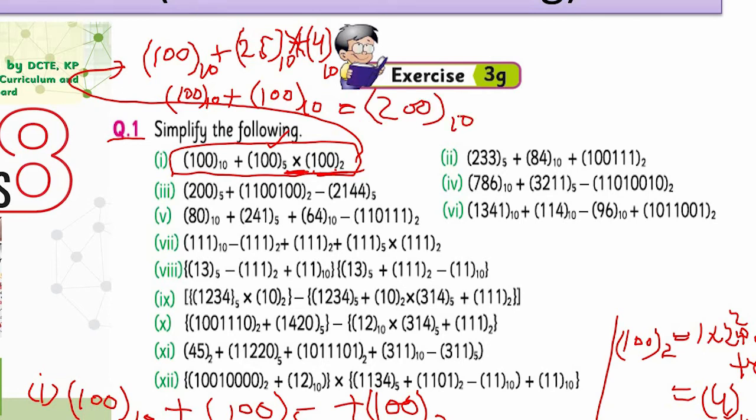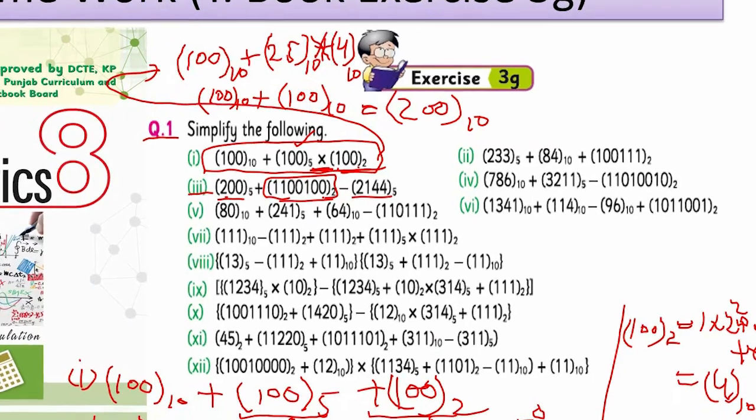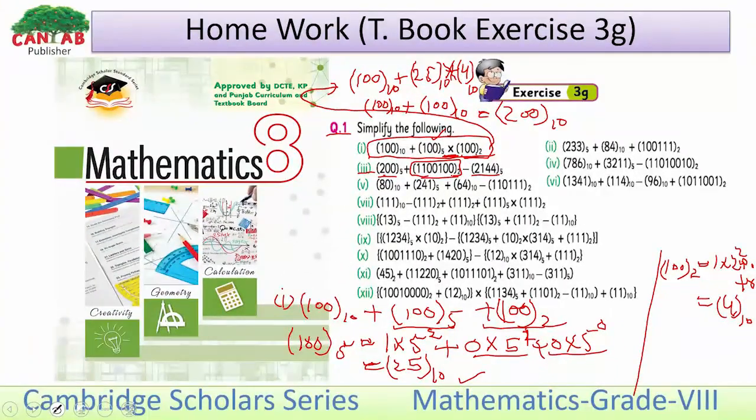Students, similarly, you can solve other parts of this question and send your notebook to your teacher for checking. Be careful while solving the questions. Always convert the given bases into the decimal number system or a single base. Choose any base. You can convert these into the base 5 number system and then add. This is up to you. This was your exercise 3G.